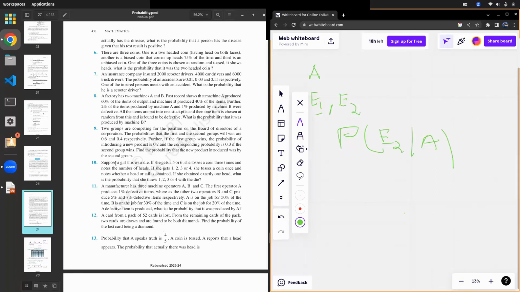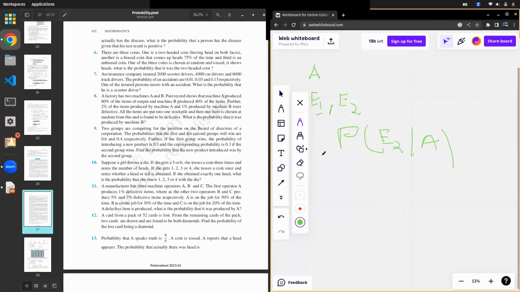The third question. Suppose a girl throws a die. If she gets a 5 or 6, she tosses a coin 3 times and notes the number of heads. If she gets 1, 2, 3, 4, she tosses a coin once and notes whether a head or tail is obtained. If she obtained exactly one head, what is the probability that she threw 1, 2, 3, 4 with that?